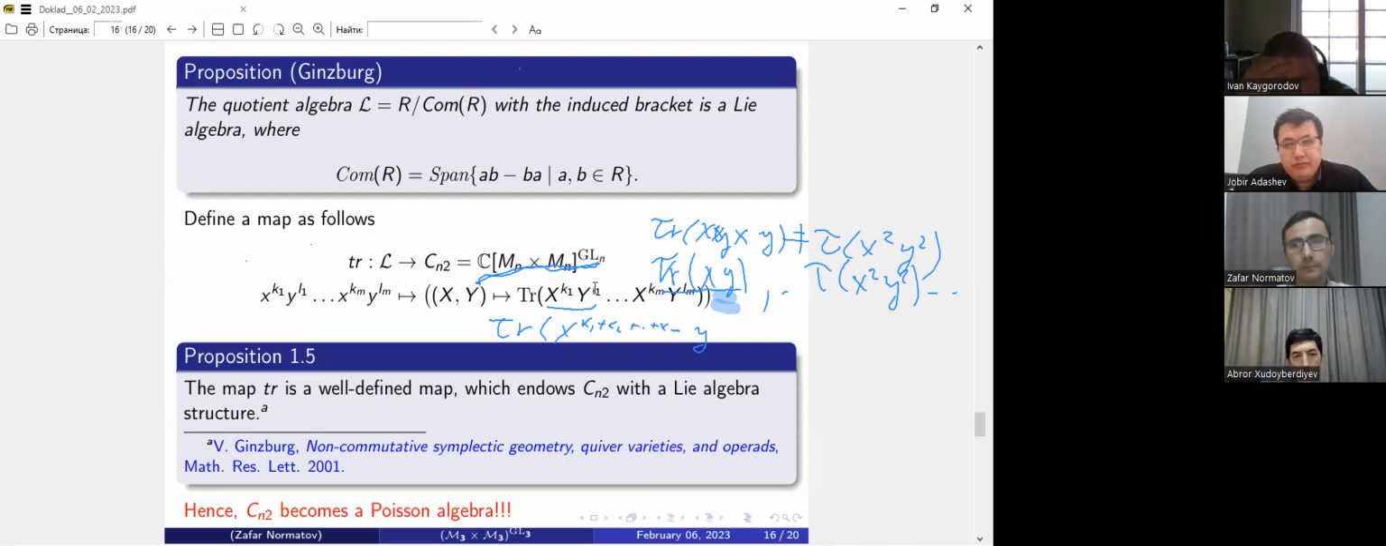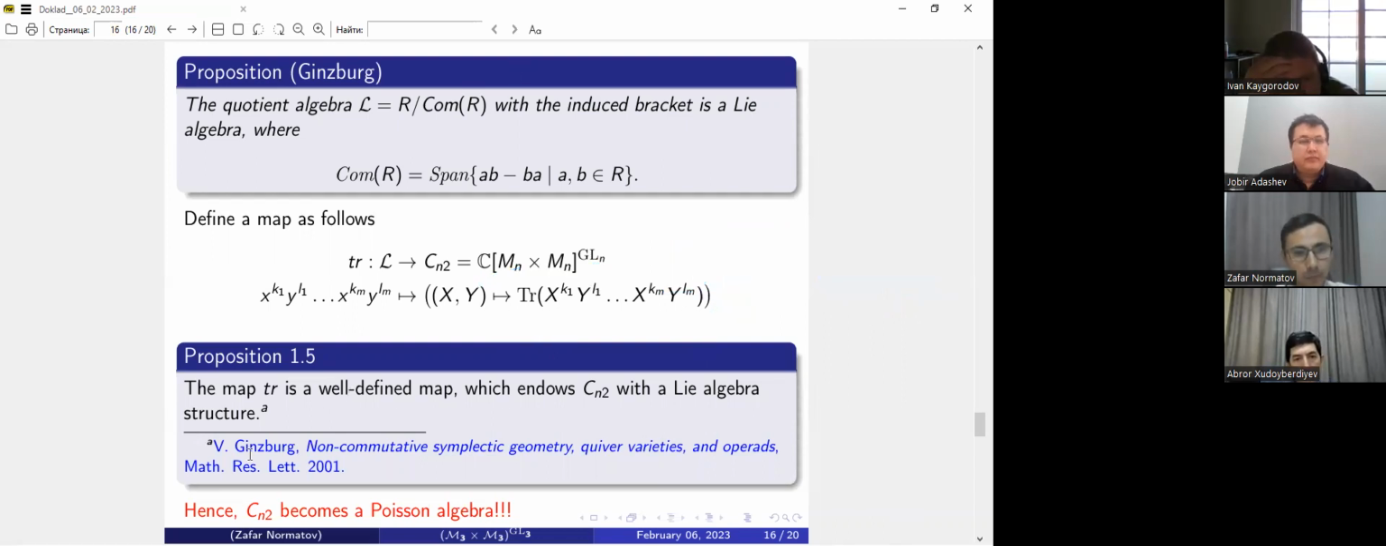Ну ладно, дальше что? Ginsburg proved that the map trace is a well-defined map which endows the Cn square with the Lie algebra structure. Hence, Cn2 becomes a Poisson algebra.